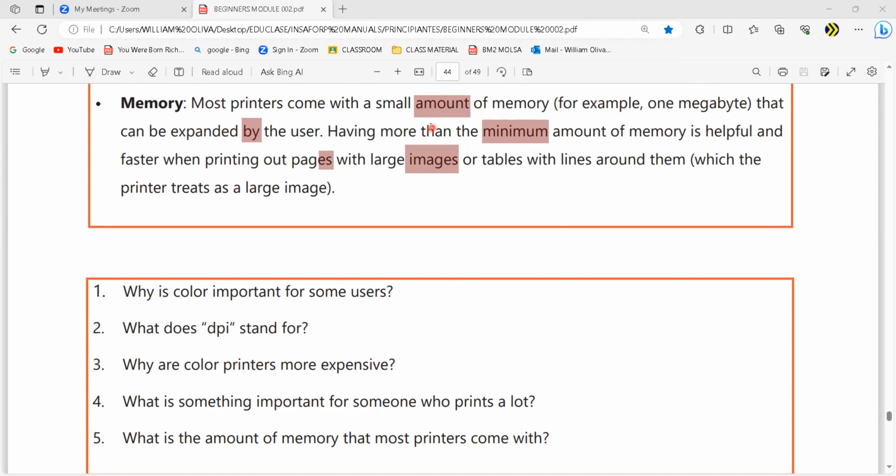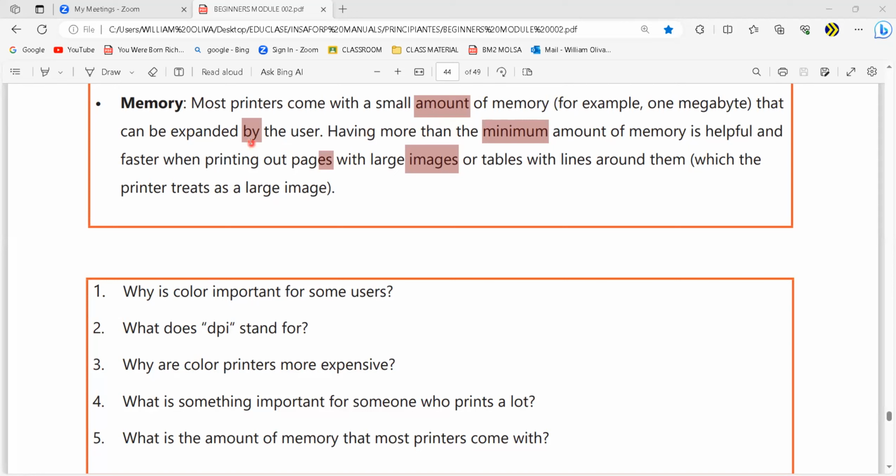Amount. Recuerden todos, la O y la U es AO. Hay excepciones, pero si ustedes no conocen la pronunciación, vayan con AO, que la mayoría suena AO. Amount. Cantidad. The amount of memory.